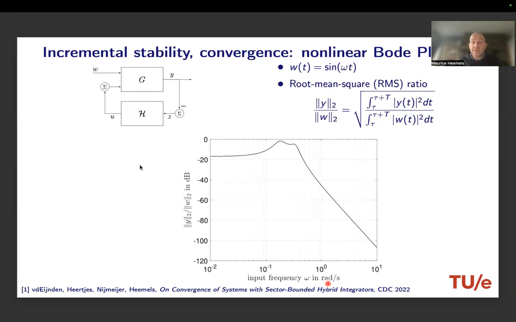And this actually leads, as a function of frequency, to these kind of amplification diagrams, root mean square ratios as a function of the input frequency, which of course give a lot of insight into in which frequency ranges the closed loop system is sensitive and which ones it is not. And these are typically the kind of diagrams, graphical insights that are really appreciated by people in industry.